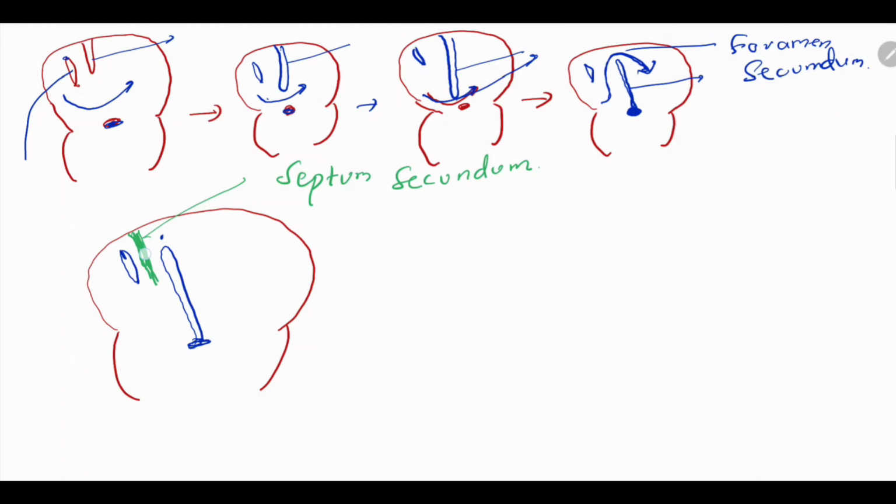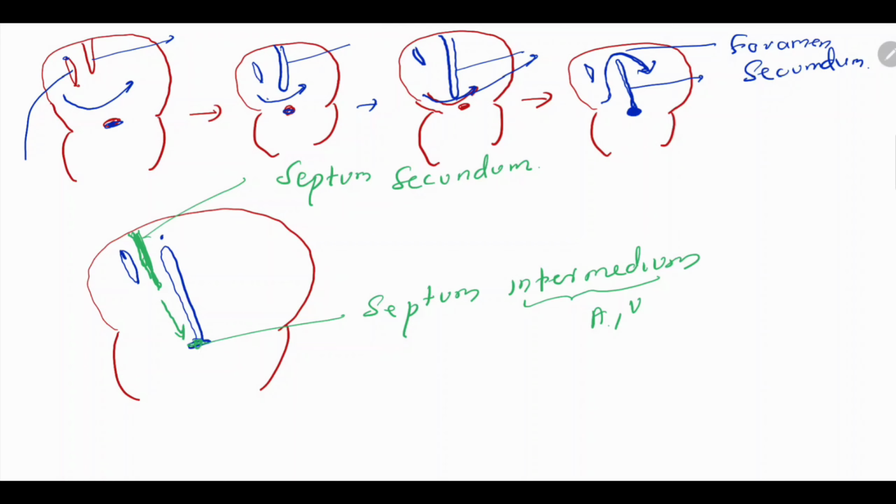This septum secundum grows downwards towards the atrioventricular cushions. A septum later forms over here, known as the septum intermedium. These atrioventricular cushions fuse and form the septum intermedium because it is formed between the atrium and the ventricle. It lies in between, that is why it is known as septum intermedium. Next stage, the septum secundum grows towards the septum intermedium.